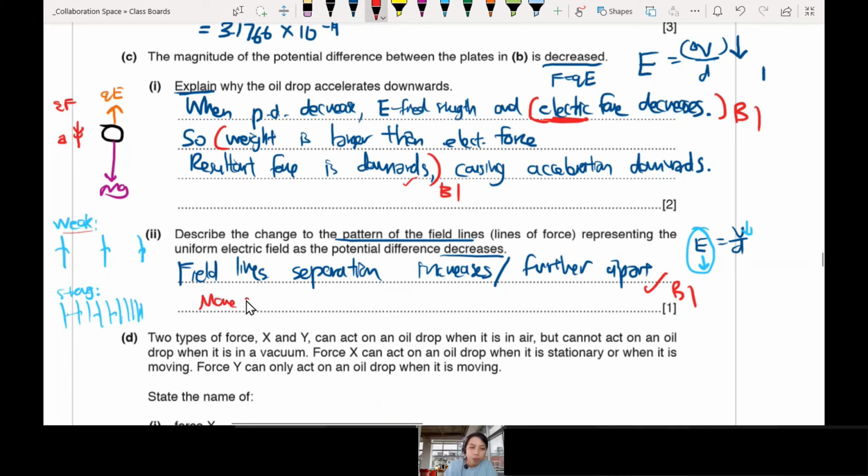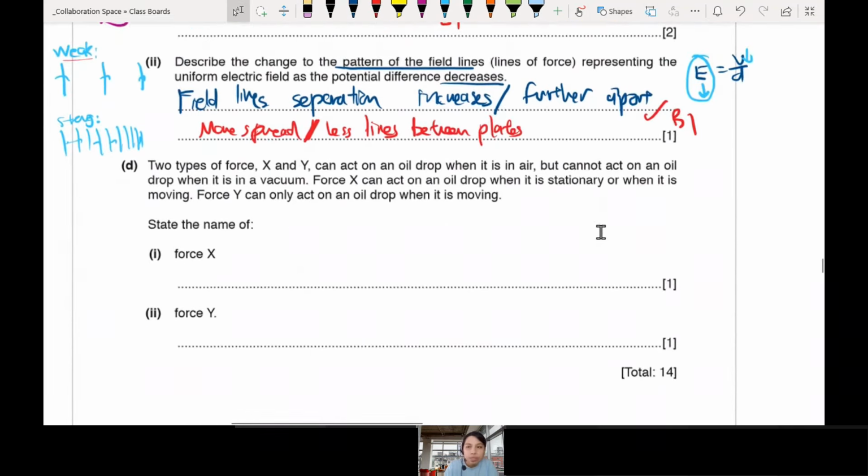More spread, further apart, less lines. Less number, or less lines between plates. This one can add on here: less lines between plates to clarify. Good suggestions. Go to the last part then.